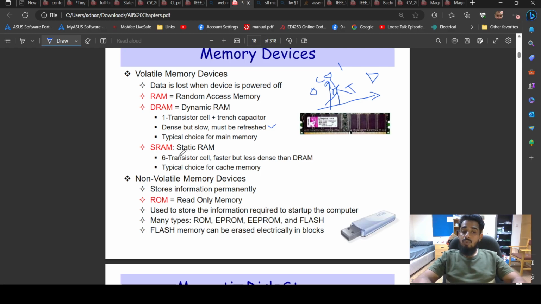And about the static RAM, this type uses six transistor cells, it could be four, it could be six, for storing only one bit, one or zero. It is faster, but it's less dense, because for only one bit we are covering this six transistor area. That's why. And it is mostly used for the cache memory. What is the cache memory? We will see, inshallah, but mostly I'm going to tell you the cache memory is inside the processor.